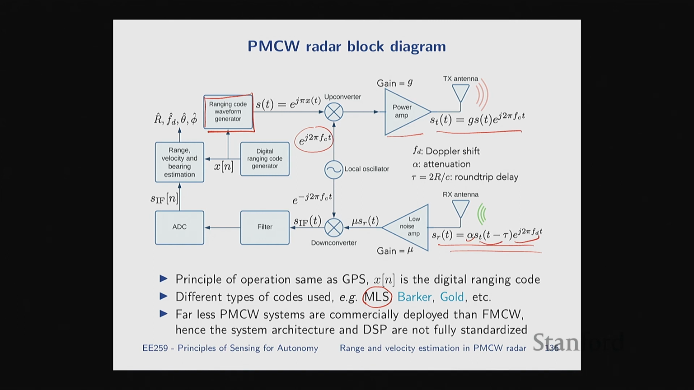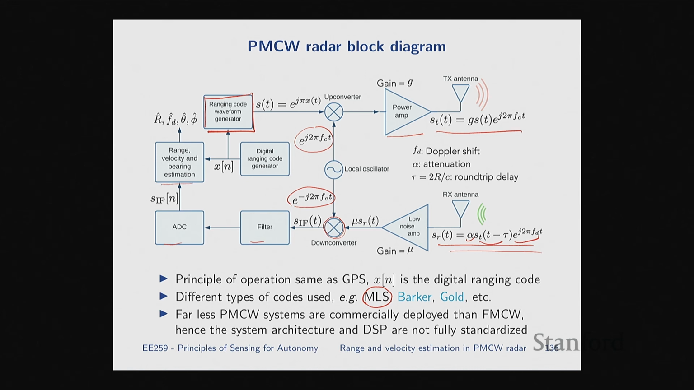Your down conversion here is simpler. You just down convert by the carrier frequency, as opposed to down converting by the full waveform that you transmitted, like we did in FMCW. So the down converter is just simple. It's exactly the same as, again, a GPS receiver. Filter it, pass it to the ADC, and you do your range and velocity estimation.